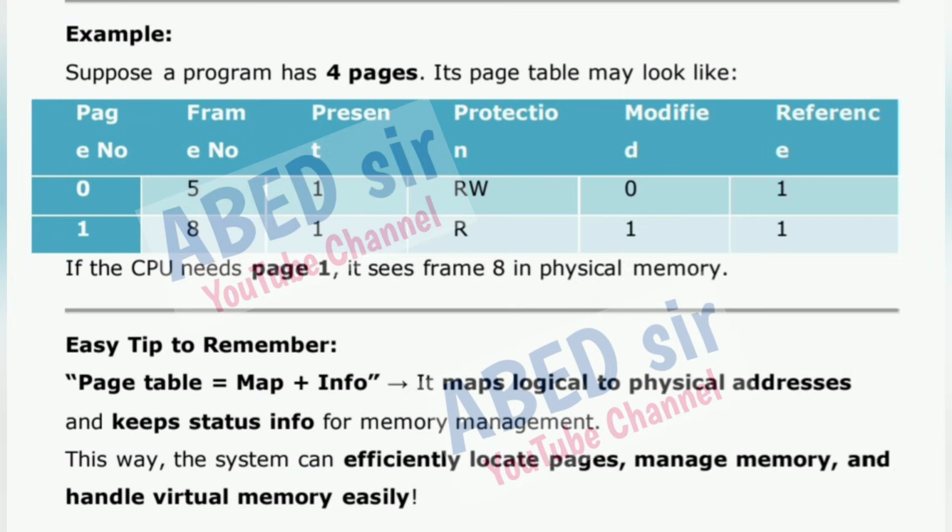Example: suppose a program has 4 pages. Its page table may look like: page no, frame no, present, protection, modified, reference. If the CPU needs page 1, it sees frame 8 in physical memory. Easy tip to remember: page table is equal to map plus info. It maps logical to physical addresses and keeps status info for memory management. This way, the system can efficiently locate pages, manage memory, and handle virtual memory easily.